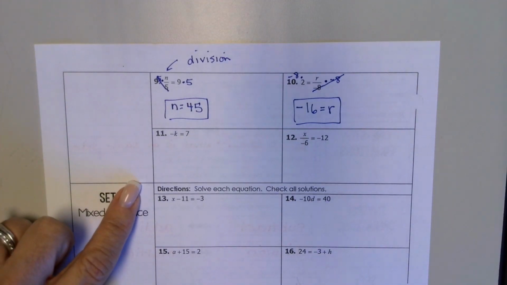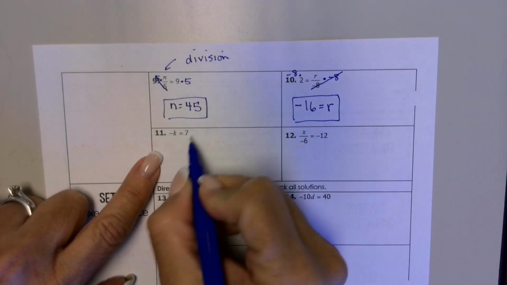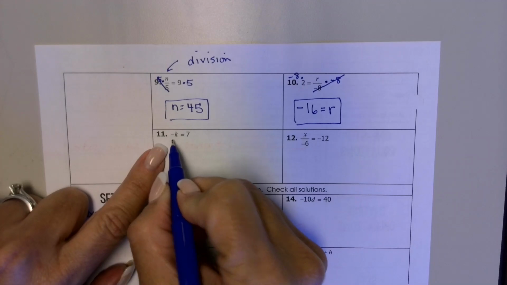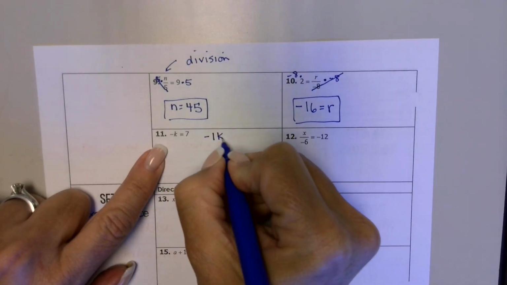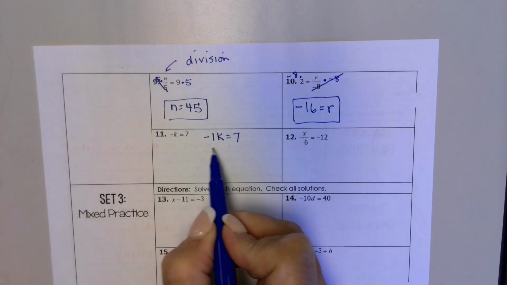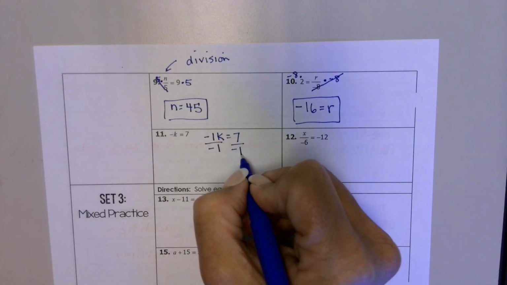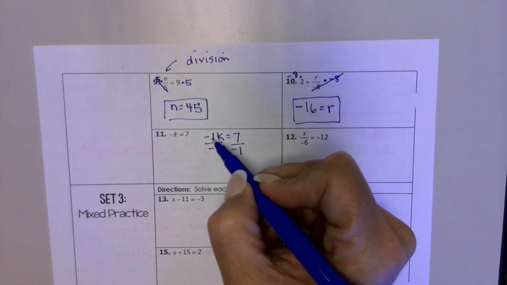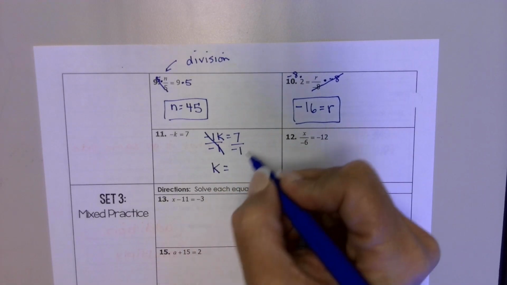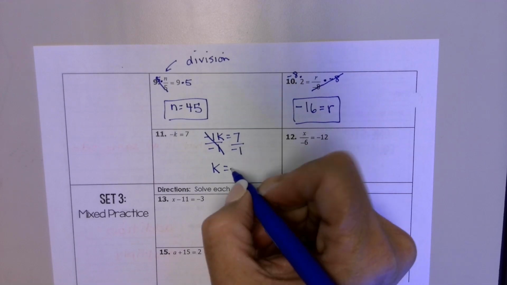Okay, number 11 is the most missed question. Absolutely the most missed question. This problem is not done. What I have here is this understood or implied negative 1. So this is the same as negative 1k equals 7. We don't write the 1, but that's what this means. So to get rid of this, I have to divide by negative 1, which means I have to divide this side by negative 1. So negative 1 divided by negative 1 is 1, so that goes away. And I have 7 divided by a negative 1. So a positive divided by a negative is a negative.